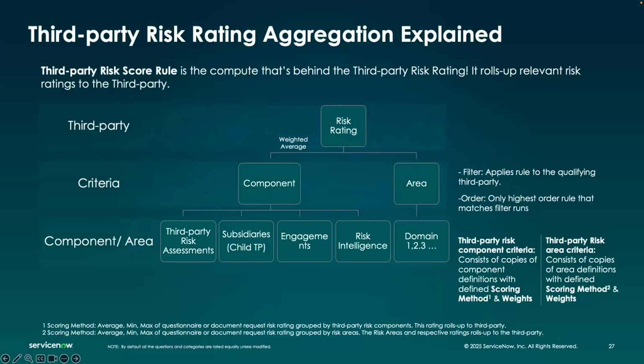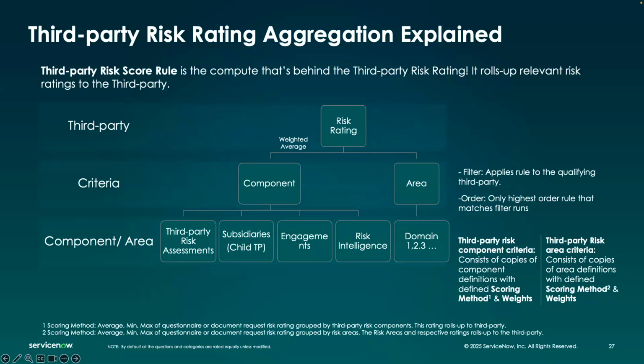The third party risk scoring rule then pulls these two criteria, components and risk area, into a unified scoring model. It applies the rule to the appropriate third party based on its filter condition and uses the order value to determine which rule takes precedence if multiple rules match.